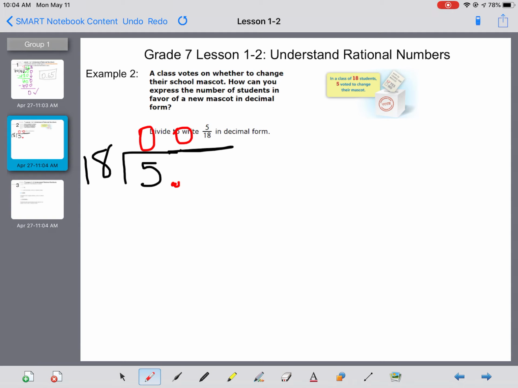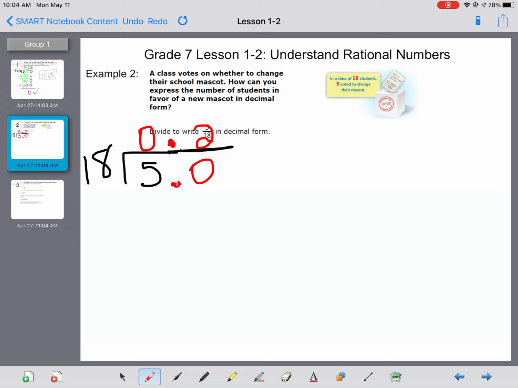18, however, here we go. Let's put my decimal point down here and above the house. Trying to do it neatly. Okay. So now, and don't forget to put your 0 here. So 18 goes into 50, it goes into it twice. So 18 goes into 50 twice.